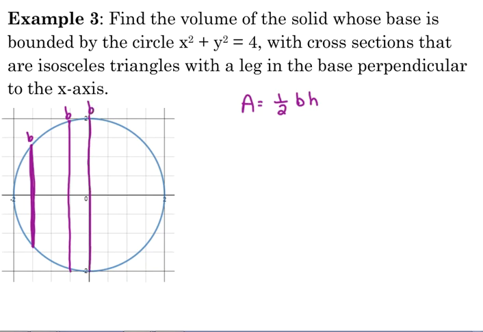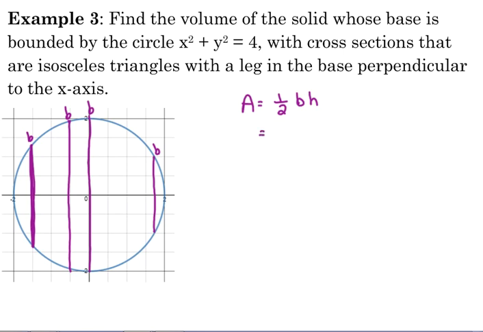Okay, those would all be bases that are on the curve here. Okay, so that's our base. Because of the way that they told us it's oriented, if a leg is in the base and it's an isosceles triangle, the height of this triangle is the same as the base. The height of the triangle is the same as the base because here's one leg, the congruent leg is sticking straight up in the air, and that's your height.